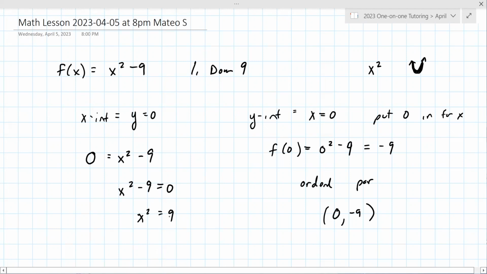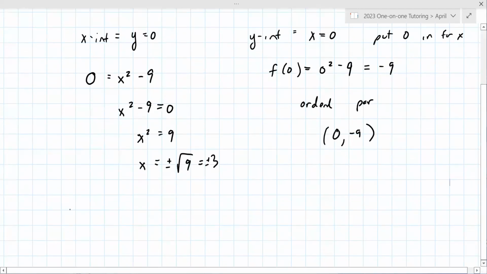Square root. So there's two solutions, plus or minus. Square root of 9 is 3. Plus or minus 3. So what that means is when x is positive 3, y is 0. So that's 3, 0. And the other one is -3, 0. Got it.